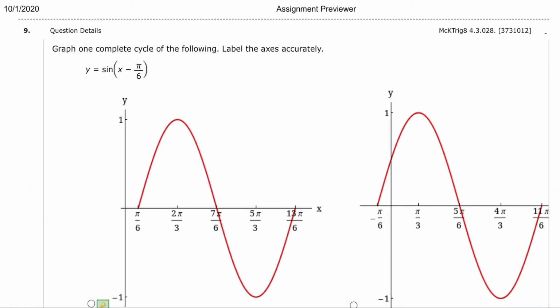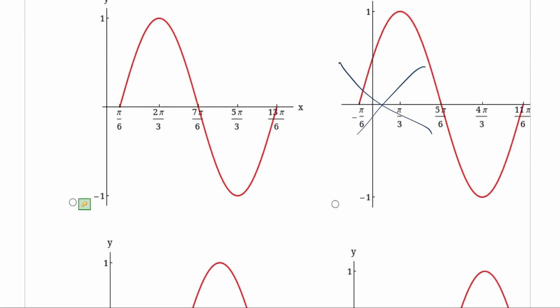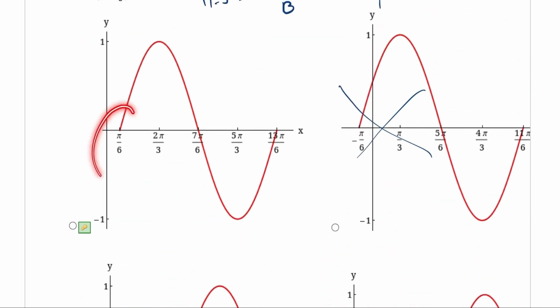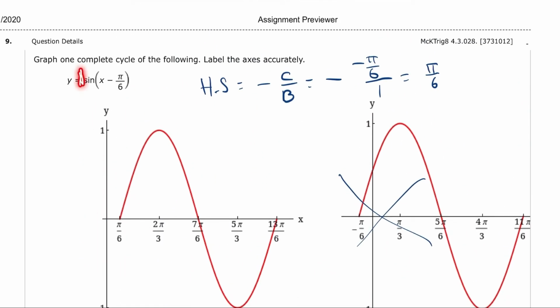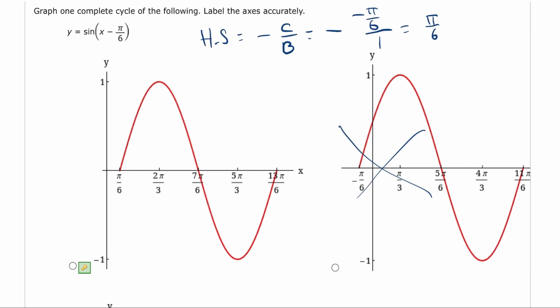All right, this is also going to be the horizontal shift, negative c over b. So it's going to be negative pi over 6 over 1. Double negative becomes positive pi over 6. So you're going to shift to the right, not to the left. So this looks good. This looks bad. So this one's out. It's got to be between this one or this one. Since the coefficient is positive 1, that means it's going to go up first. If it would have been a negative 1, then you would have gone down. So it's got to be this one.